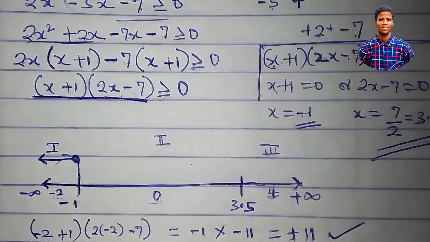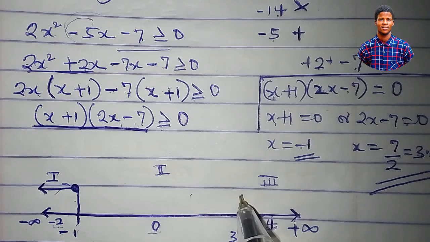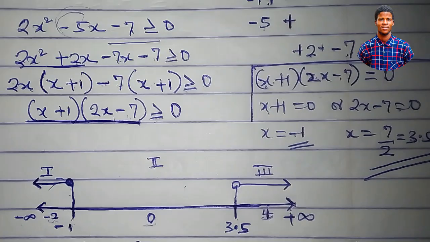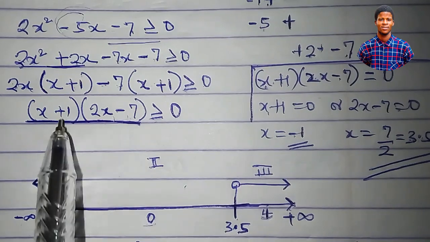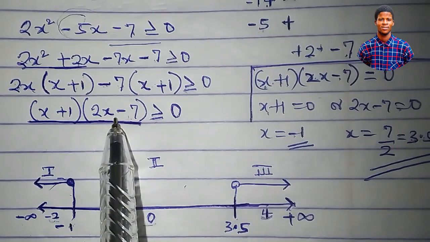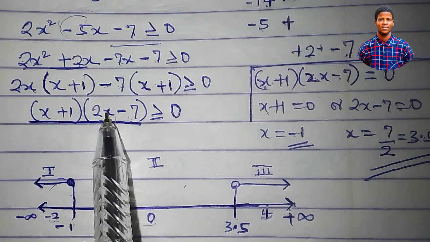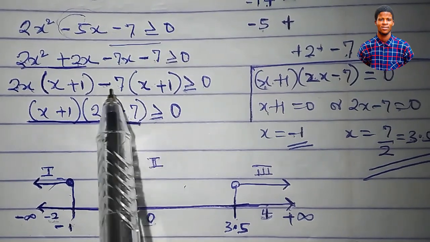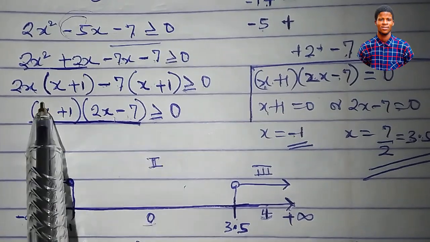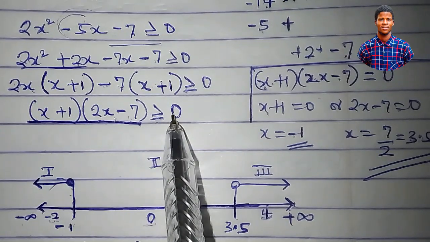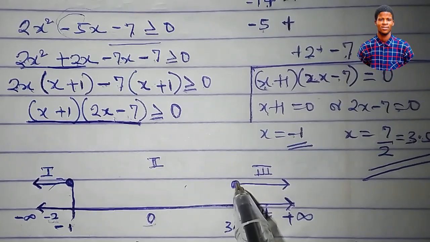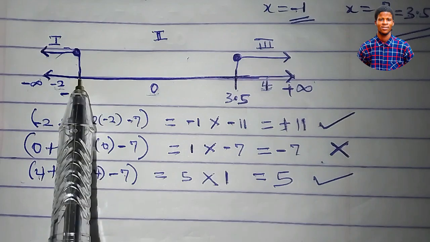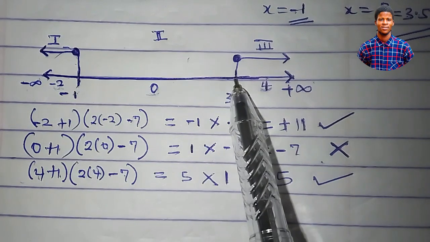Now, we can say, does 3.5 satisfy this inequality? Yes. Okay, let's see. If I plug in 3.5 here, 2 times 3.5 is 7. 7 minus 7 is 0. Everything here automatically becomes 0. And 0 is equal to 0. So this 3.5 satisfies it. I'm going to shade that circle. It's as simple as this. Negative 1 is part of the set. 3.5 is also part of the set.